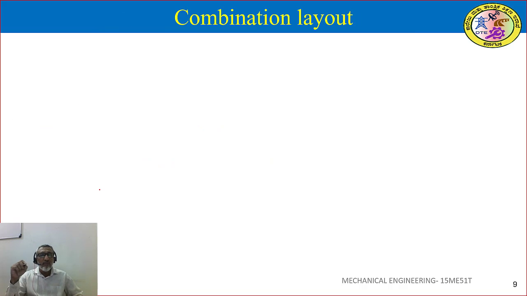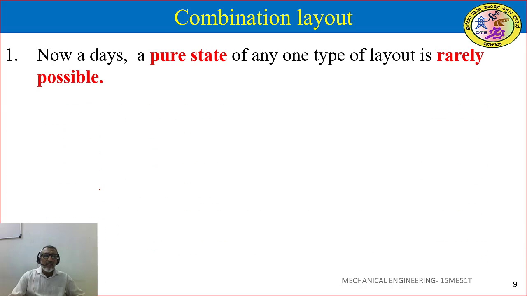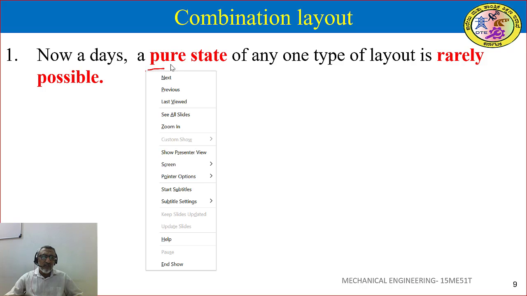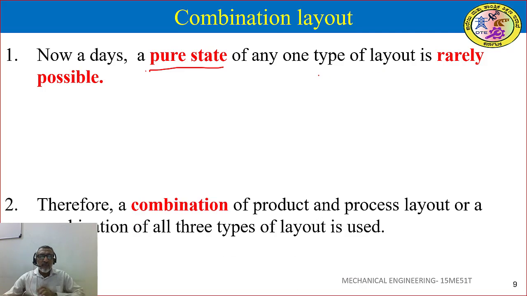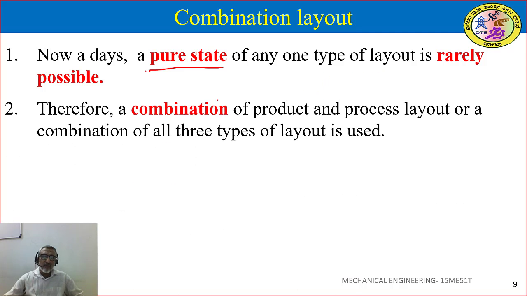Now let's come to the combination layout. The combination layout is, as we know, a combination. Now these days, because of competition and because of the variety of products to be produced, a pure state of any one type of layout may not be possible. So people go for a layout which is a combination of two layouts. So let's see what this combination is.